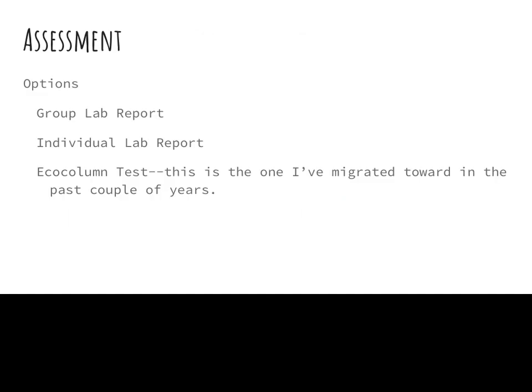So assessment. Individual lab report, if you have a small class, go for it. But a lab report for EcoColumns is several pages. It's 8 to 10 pages long, even longer, depending on what you ask them to do. I personally don't want to read all of those, since I have over 150 APES students. So when I do lab reports for EcoColumns, I usually do it as a group, and each kid is assigned different sections. And over the past couple years, though, I don't actually create a lab report for EcoColumns.